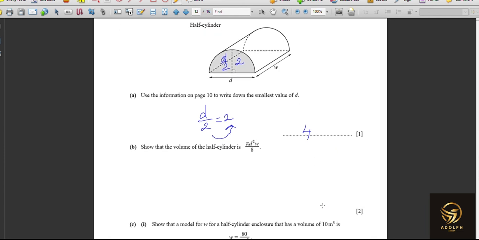Show that the volume of the half cylinder is pi d square w by 8. We know that the volume is pi r square h. Pi into r square is d square by 4, into height w here, but it's a half cylinder, so the whole answer we have to divide by 2. So we get pi d square w divided by 4 and 2. If we merge it, we get 8 as the answer.